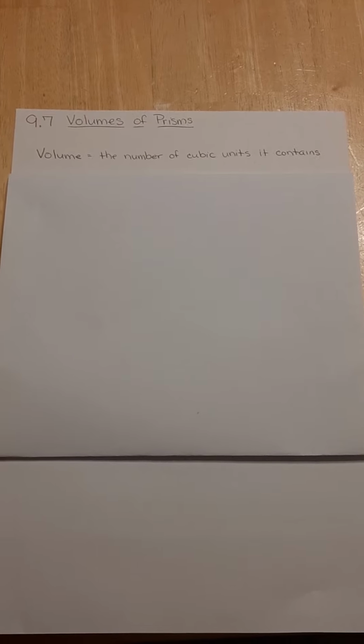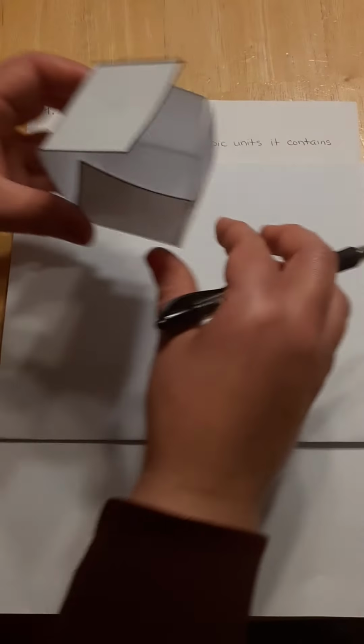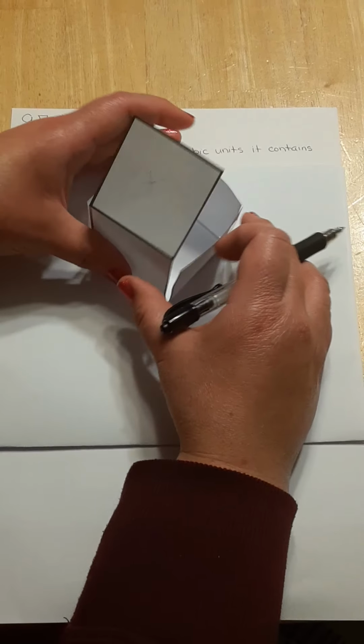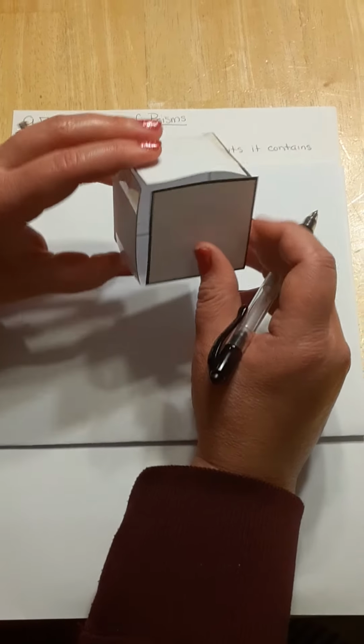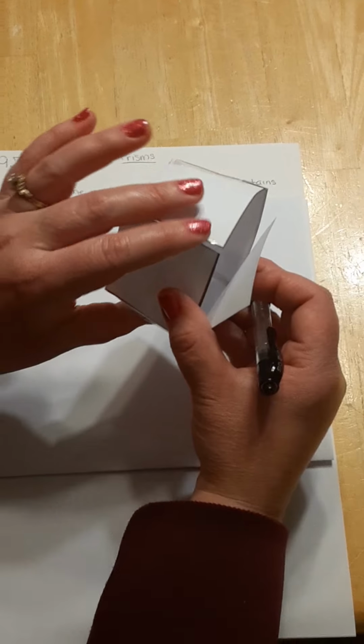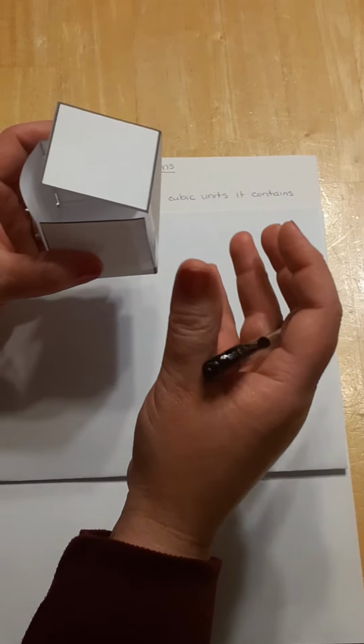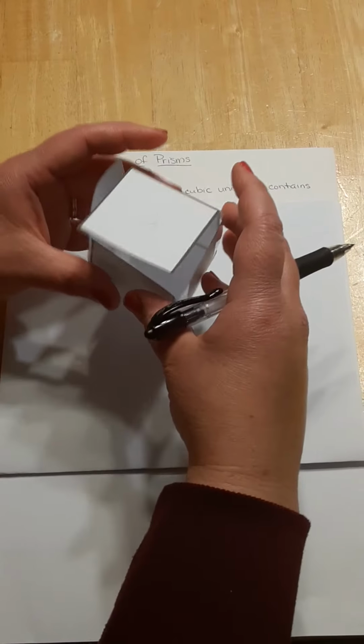Hi, 7th graders. Today we're going to deal with volume of prisms. Volume is the number of cubic units a container contains. So let's look at our cube here from yesterday. Yesterday, we were dealing with the surface area. We were worried about all the space that was on the outside of this shape, all the space that we had to cover, like with wrapping paper or something.